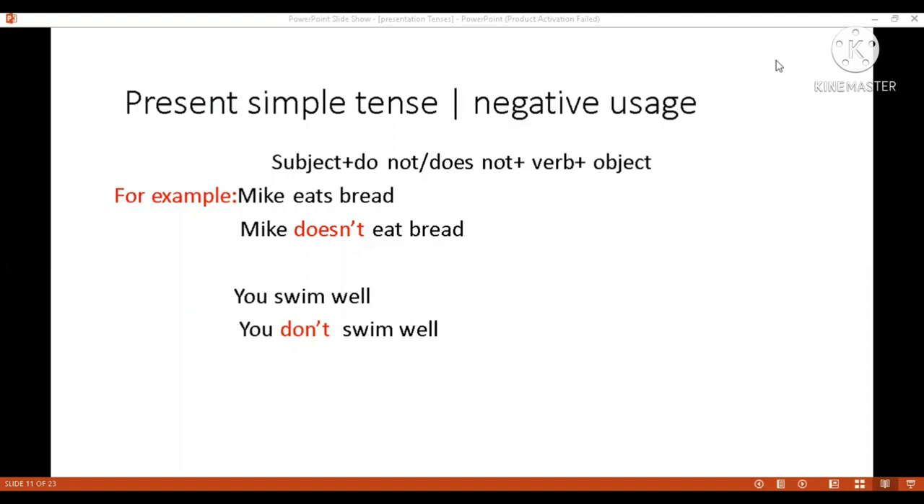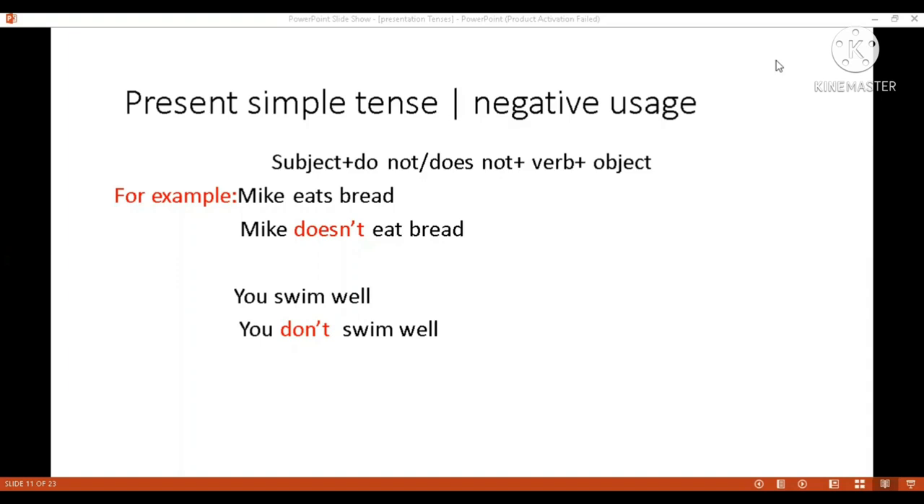So if the subject is he, she, or it, we use doesn't or does not to make it negative. But if the subject is I, we, you, or they, we use don't or do not to make it negative. Like you swim well, you don't swim well. Okay, that's it. Let's move on.